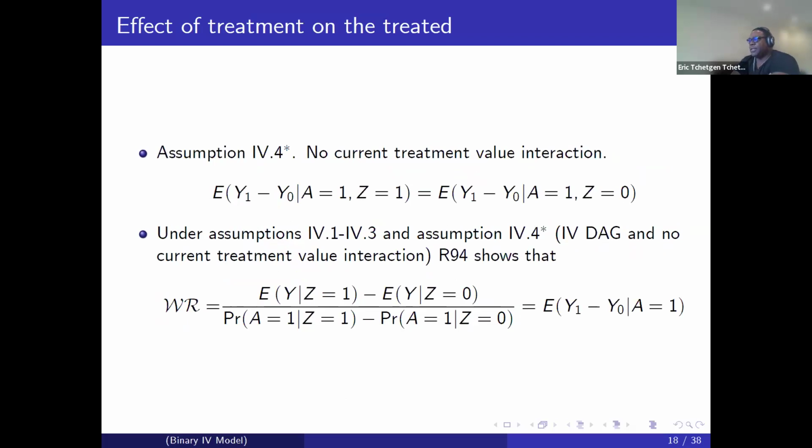And so in addition to IV1 through IV3, Robins introduced this fourth assumption of no current treatment value interaction, which simply says that the causal effect among the treated for those who were assigned to receive treatment agrees with the causal effect among the treated for those who were assigned to the control arm. Under these assumptions, IV1 through IV3 and this IV4* assumption, the IV DAG and no current treatment value interaction, Robins shows that in fact the Wald ratio can now be interpreted as the effect of treatment on the treated.